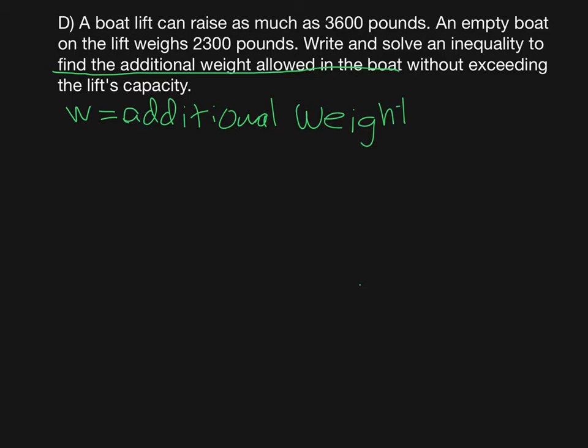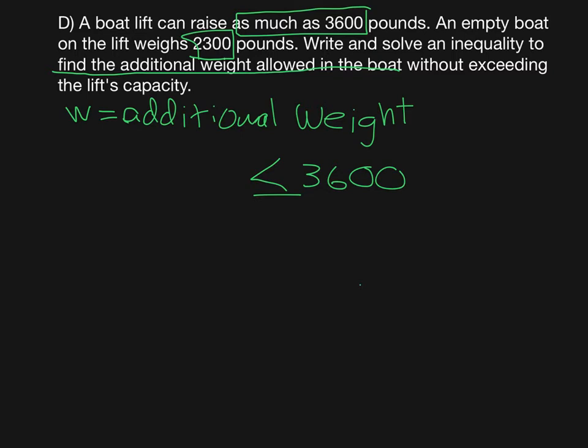Now, if W is the additional weight, there's a couple other things we need to know. We need to know that it can raise as much as 3,600 pounds, and we know that the empty boat weighs 2,300. Now, when it says as much as 3,600, that means it could be less than 3,600, right? It could pick up an empty boat, 2,300, or it could pick up a boat that weighs 3,000 pounds. It could also be equal to 3,600 because it says as much as. So it could lift 3,600 but nothing above that.